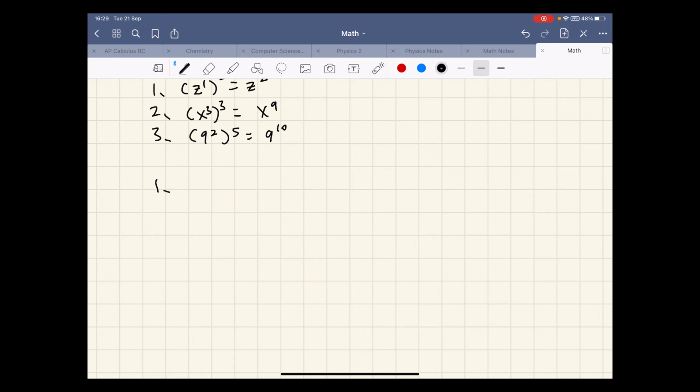So number 1, z times z to the power of 7 over z to the power of 2. Same base, subtract: z to the power of 5.